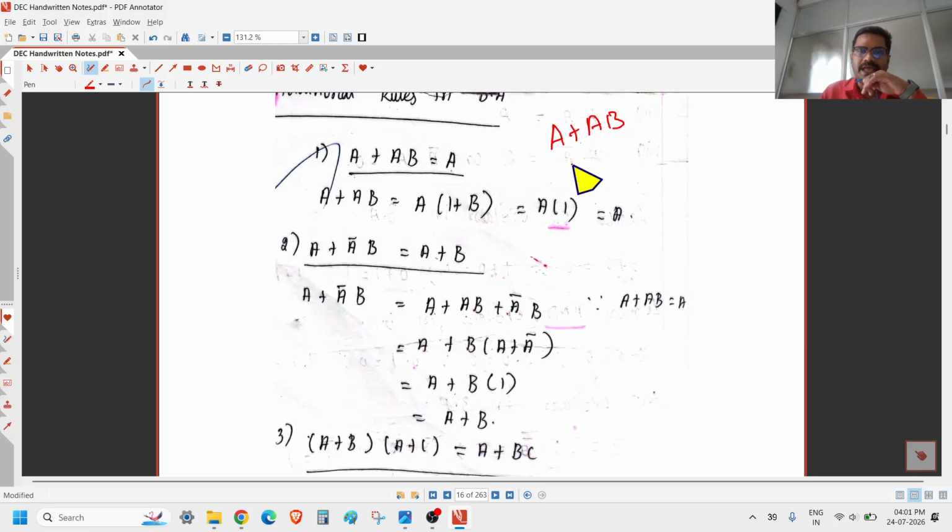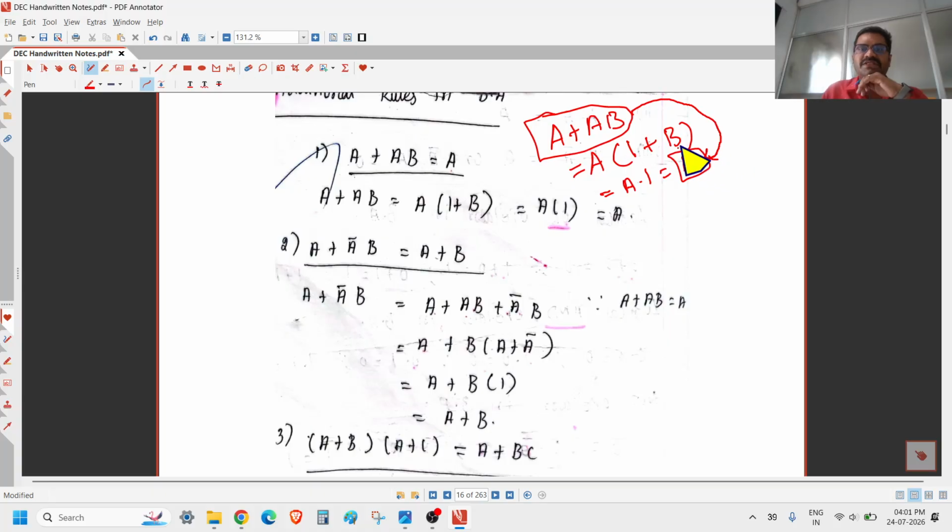Okay, so in that case, the first step is from both the terms, I am going to take A as a common term. If I take A as a common term, what will be remaining? So from here 1 will be there, and from here B will be there, right? So now what is the rule? 1 plus B is equal to 1. So that means A into 1 is equal to A. Now you can see this is my input and this is my output. So simplification is done with the help of Boolean algebra rules, right? So this is how you have to make the simplification.